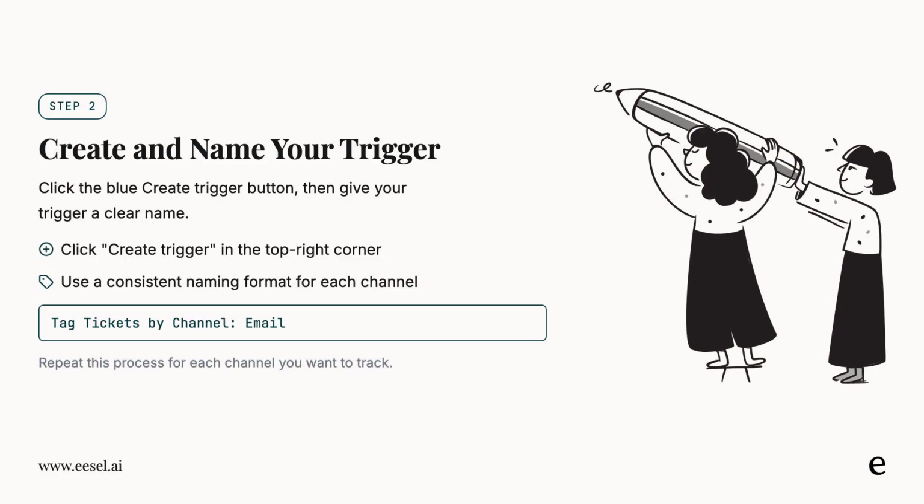Give your trigger a clear, descriptive name using a consistent format. Something like tag tickets by channel email, or auto tag web form, makes it easy to manage as you add more channels later.